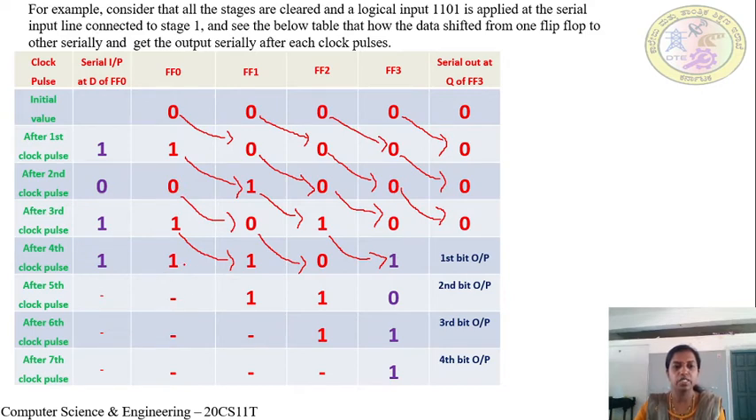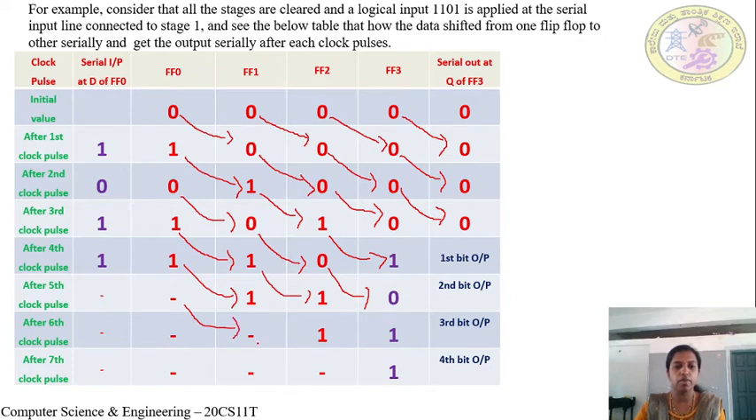So, the previous value of FF0 will be shifted to FF1 and previous value of FF1 will be shifted to FF2 and previous value of FF2 will be shifted to FF3. So, 0 can be the second bit output. Next, we need to apply further input for FF0. So, we don't have any bits for giving an input for FF0. Hence, the previous value of FF0, that is blank, is again shifted to FF1.